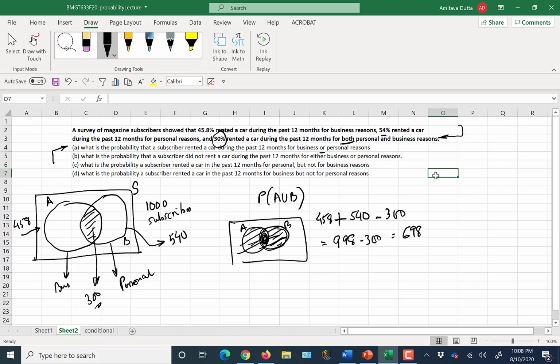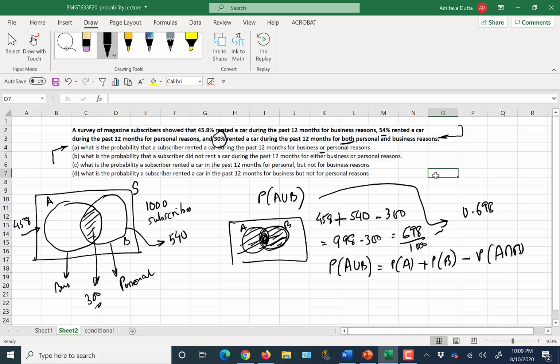So the probability that a subscriber in the last 12 months rented a car for either personal reasons or business reasons is 698 divided by 1000. So the probability that I'm looking for is 0.698. So let me generalize. So probability of A union B is equal to probability of A plus the probability of B minus the probability of A intersection B. Okay, so if you take this calculation that I just did, how did I get the 0.698?